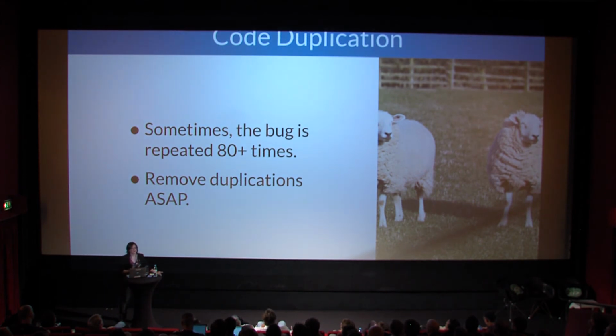Because sometimes you just have to fix a bug now. You don't have time to refactor the whole thing. So when you start debugging, the first thing you have to look at is code duplication.